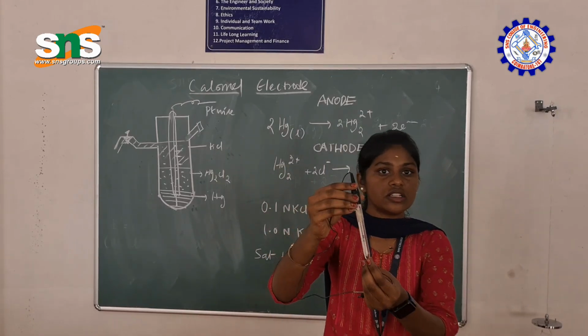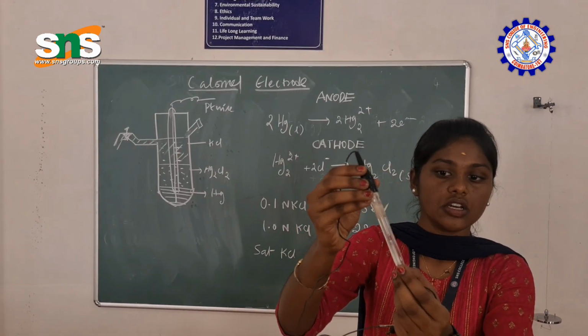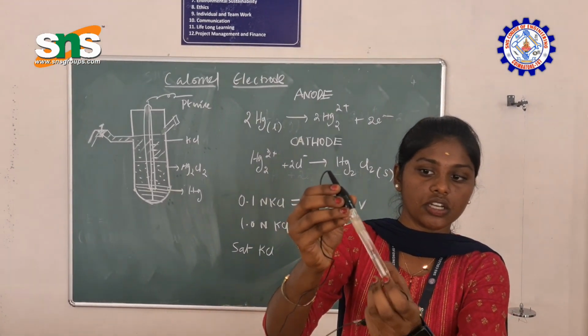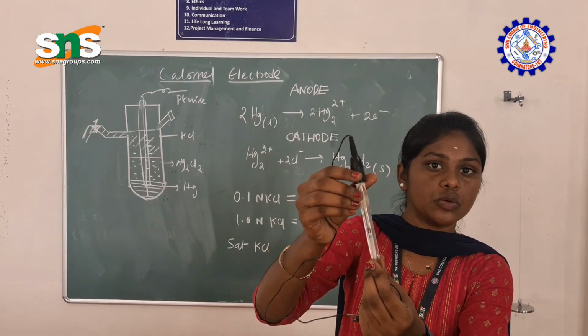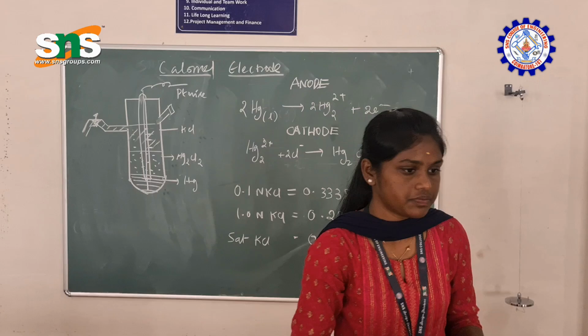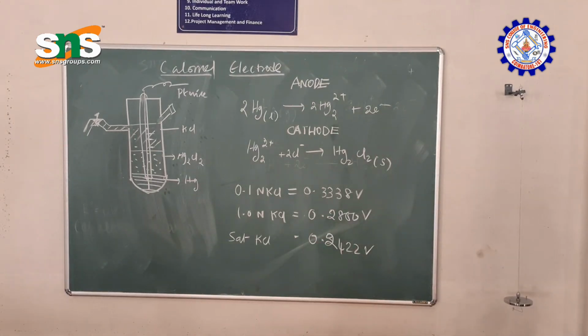So this is the actual setup of the Calomel electrode. It consists of mercury at the bottom, mercurous chloride is placed above it, and the remaining part is filled with a saturated solution of KCl.